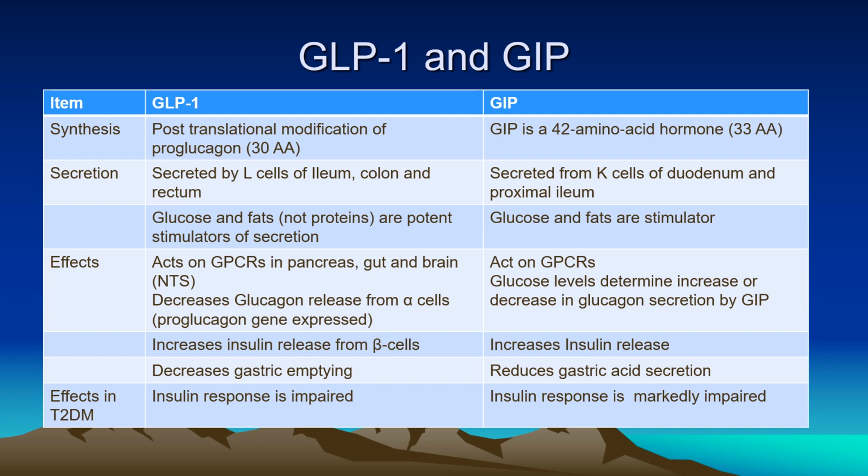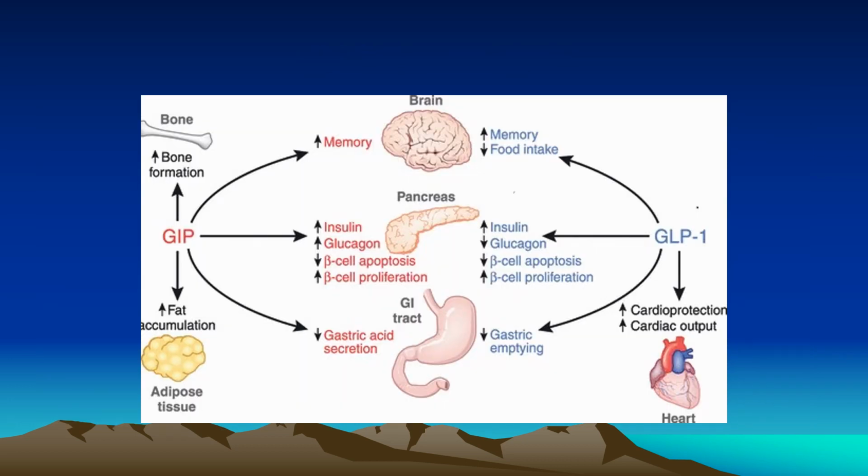Glucose levels determine the increase or decrease in glucagon secretion by GIP in a glucose dependent manner. Increased insulin release is there and gastric acid secretion is reduced. In type 2 diabetes, the insulin response is impaired for both of these incretins.